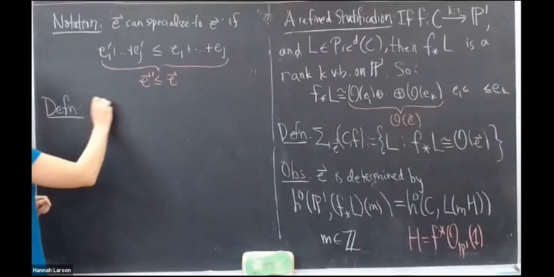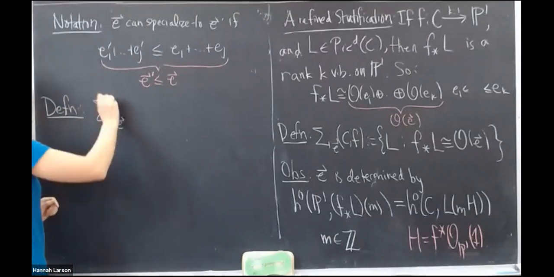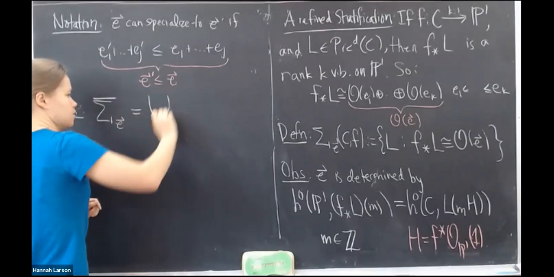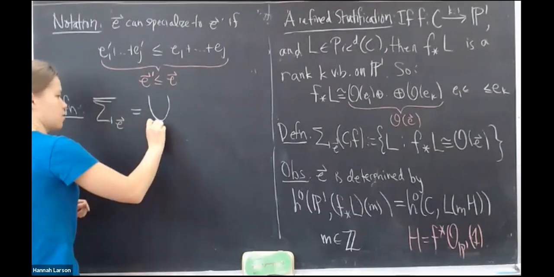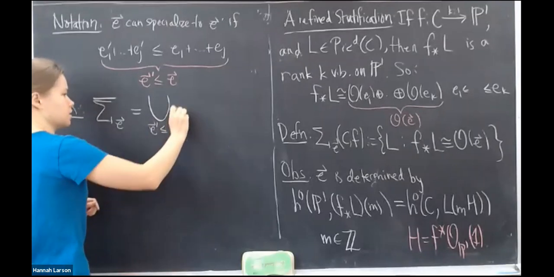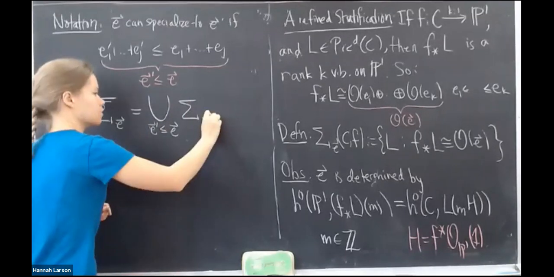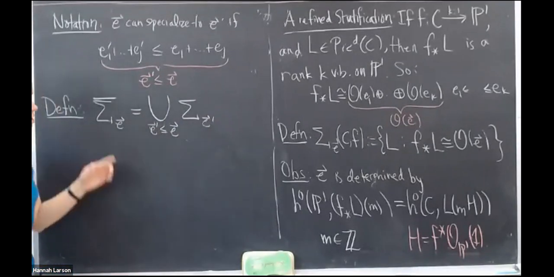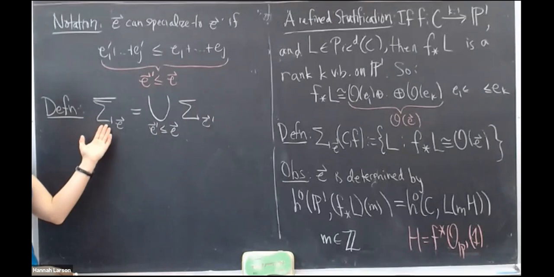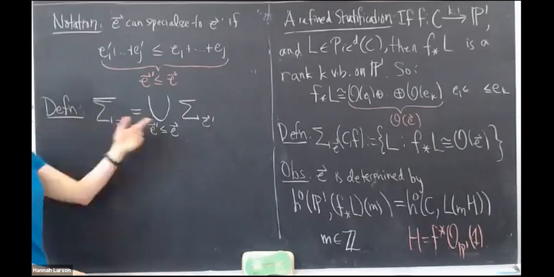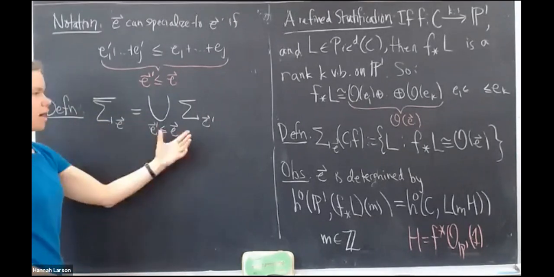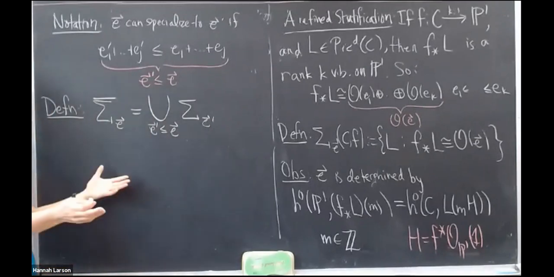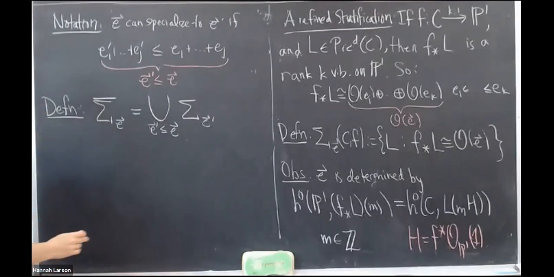And then I'll define sigma E with a bar on top of it to be the union over E prime less than or equal to E of sigma E prime. This is something that I expect to be the closure of sigma E, although as I've defined it, it doesn't have to be. Although it will be in the case that I'm talking about.